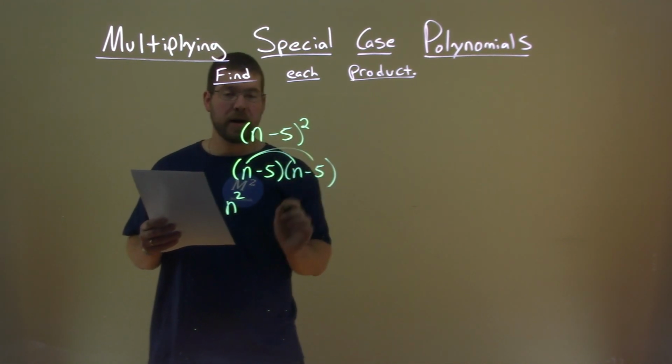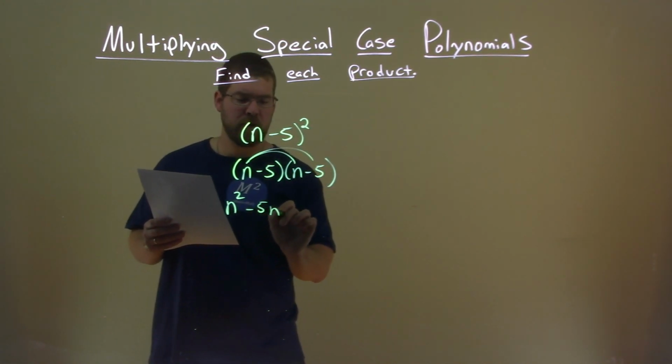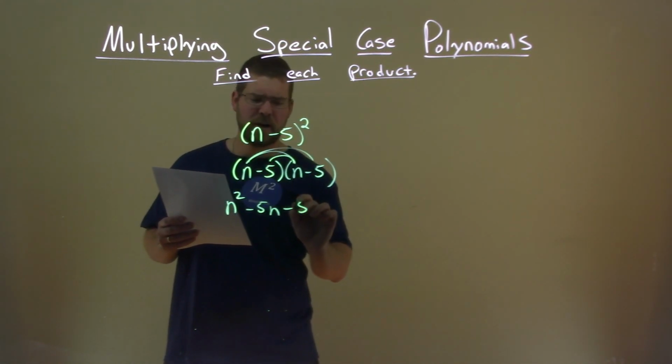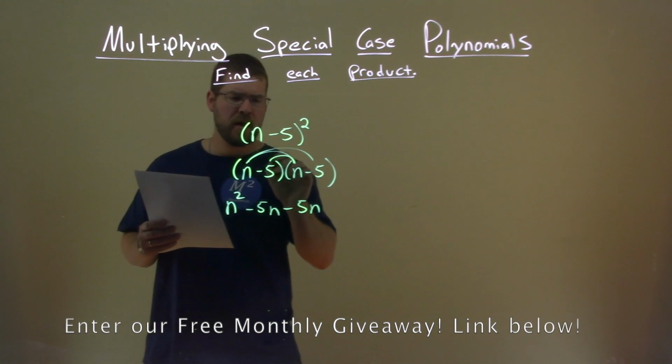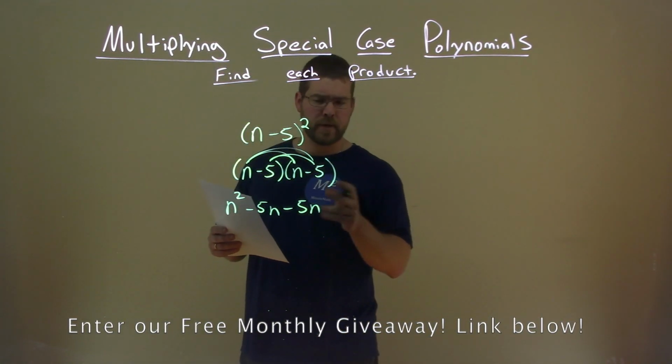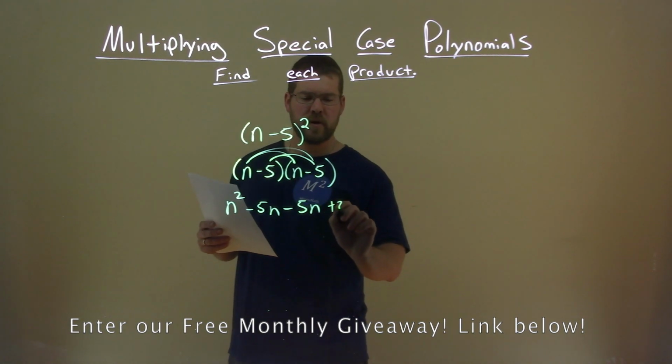N times a minus 5 is a minus 5n. Negative 5 times n is a minus 5n again. And minus 5 times a minus 5, well, two negatives make a positive. When you multiply, 5 times 5 is 25.